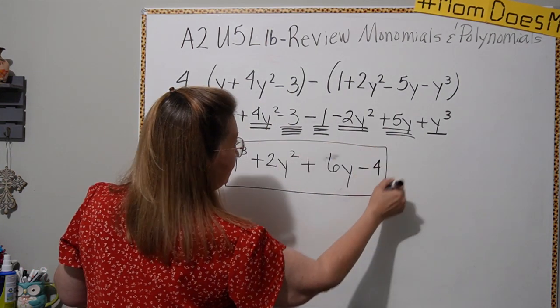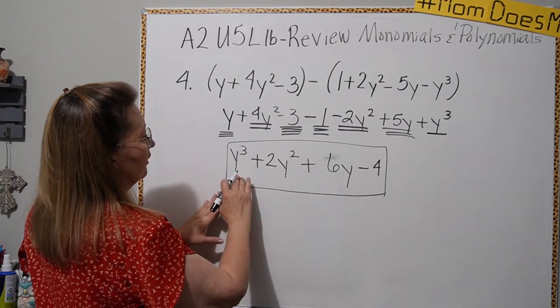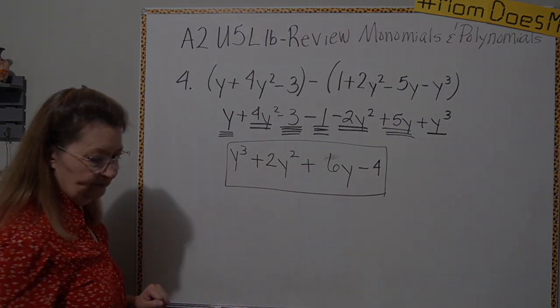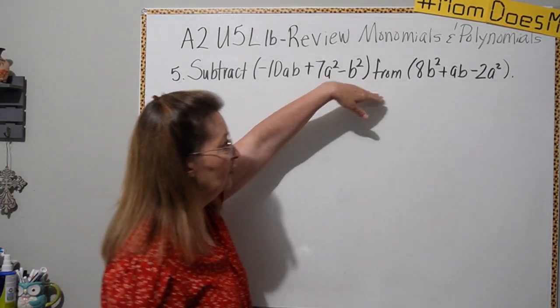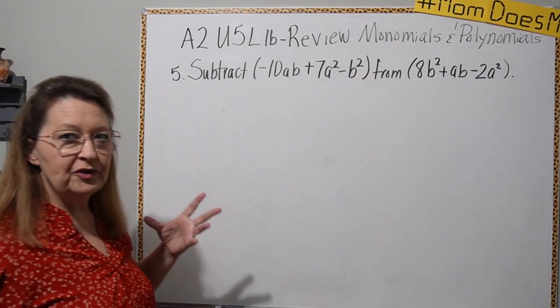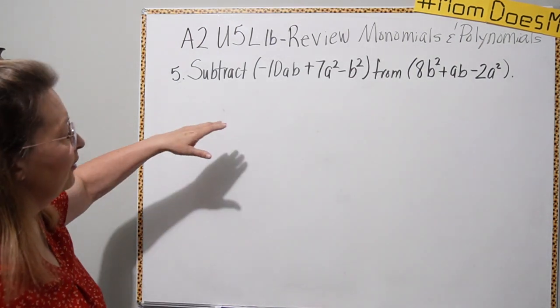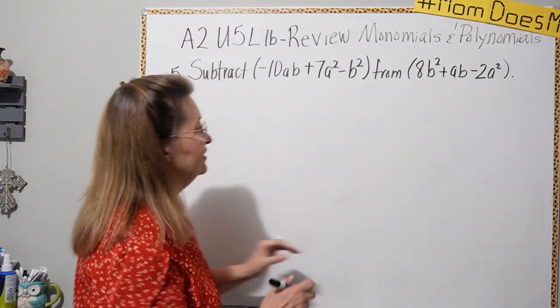So I check to be sure that I've used everything, that my variables are in order according to exponents, so I'm good to go. Okay, number 5 says subtract this from this. So a little bit tricky there because they give you the numbers in inverted order. If I'm going to subtract this from this, well, this needs to come first.